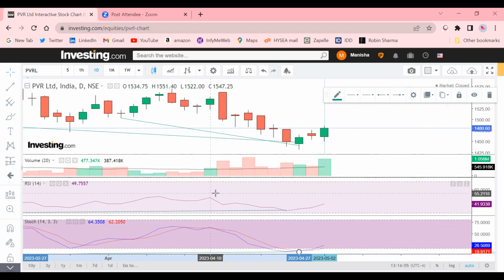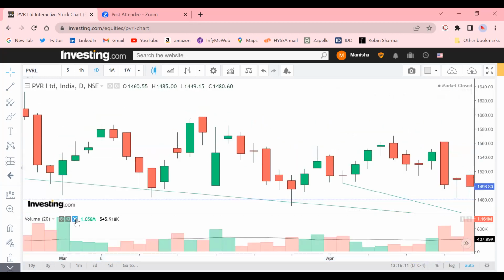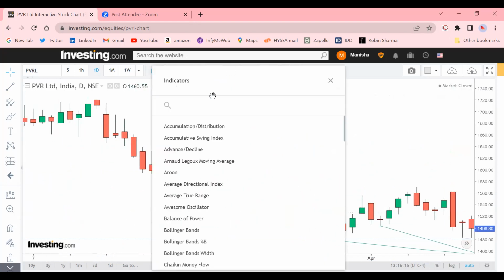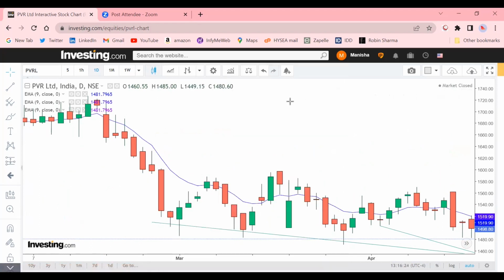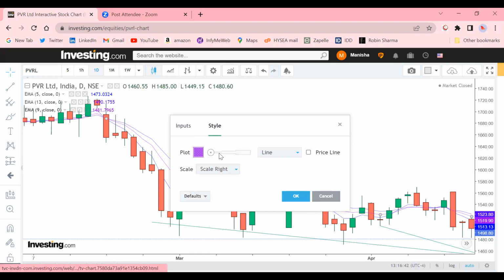Turn it off first. Let me close all of this. Can I close volume also? Volume also I noted. And I'll say here EMA. 1, 2, 3. Done. Setting. 5, 13, 26. 13. Okay. And then it is 26. Style.